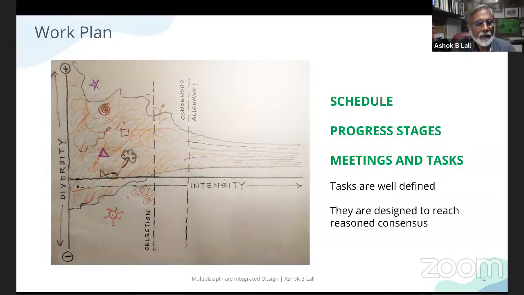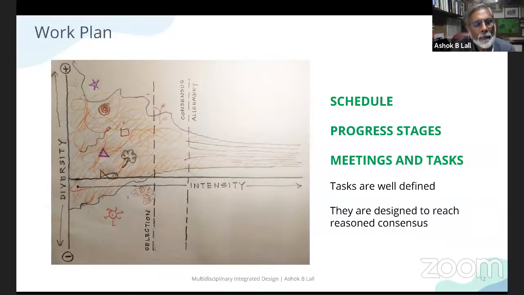And this is an organic process. You cannot do it like a military drill. It takes its time, but you have to be sensitive to this possibility. And then over this time, what happens is that the intensity of work grows. You know, when you are just sharing lots of opinions and talking to each other, you don't feel so intensely about what you're doing.